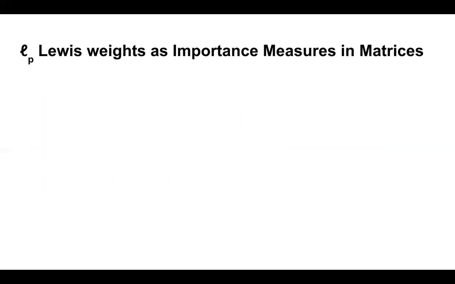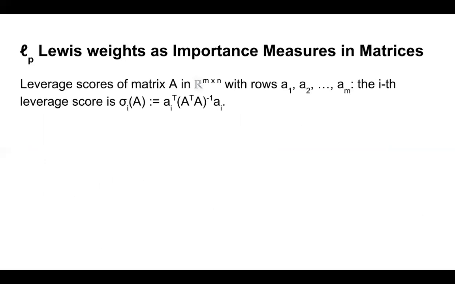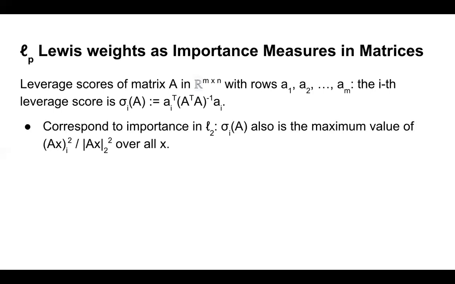At this point, I'm going to define Lewis weights. To define Lewis weights, we need to understand what leverage scores are. Leverage scores of a matrix A with rows A1 to AM are defined as AI transpose, A transpose A inverse, AI. Intuitively, it's an L2 importance measure. Equivalently, you can say that the ith leverage score is the maximum value that the ith coordinate can contribute to the total L2 norm in a vector AX.